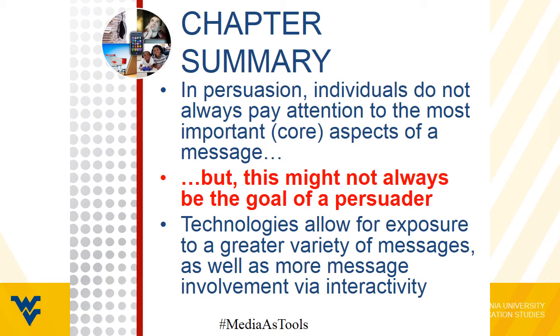Chapter Summary. In persuasion, individuals do not always pay attention to the most important or core aspects of a message, as we discussed with the elaboration likelihood model. But this might not always be the goal of the persuader. Sometimes, all that they want is to enact short-term behavioral change. Peripheral cues are more than enough to enact this change, though not so much long-term attitude change. Technologies allow for exposure to a greater variety of messages, as well as more message involvement via interactivity.